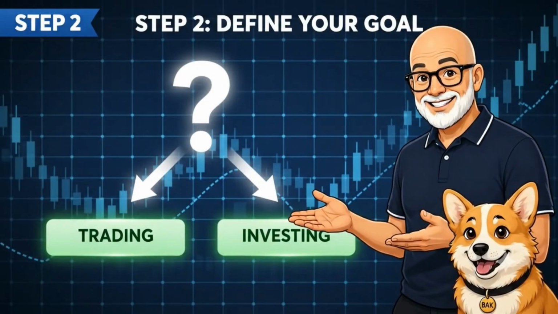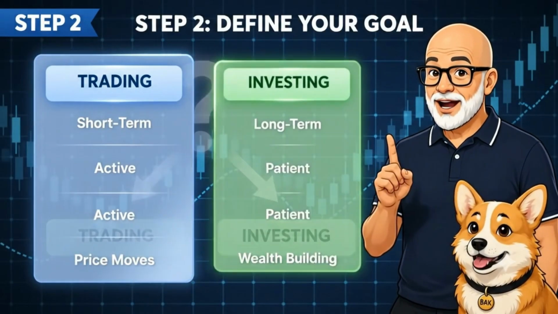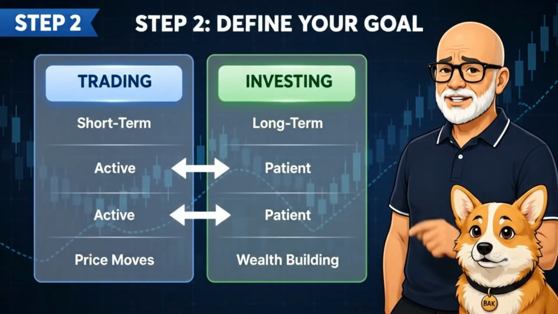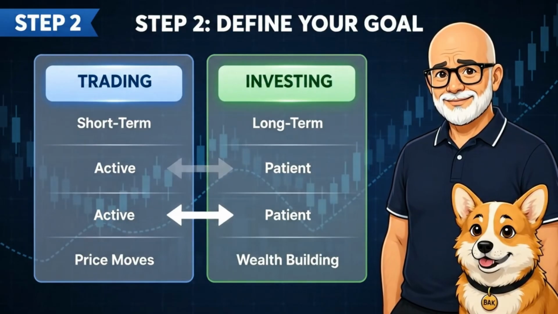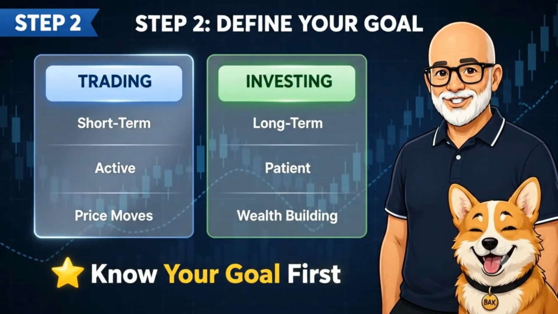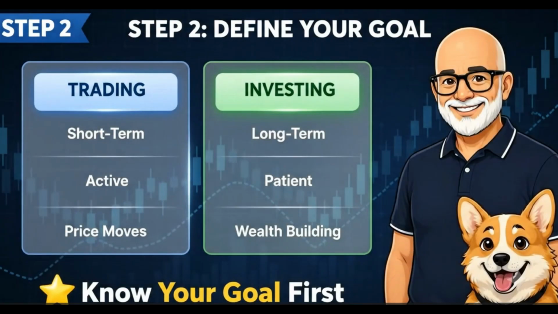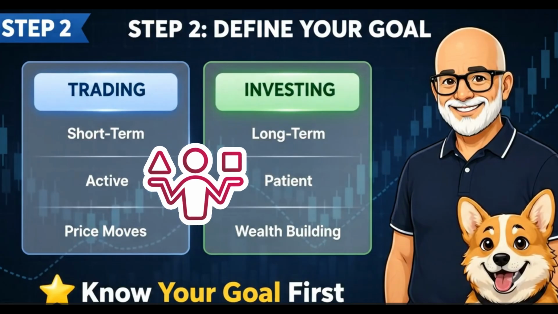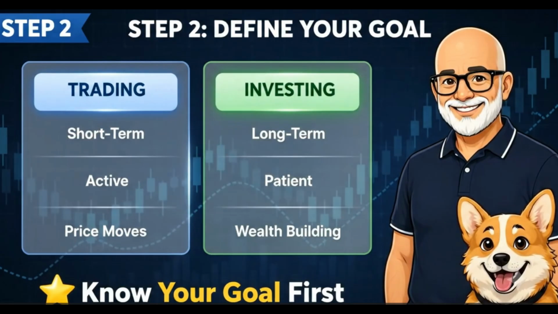Step 2. Define your goal. Now I ask myself a simple question. Am I trading or investing? Those are two very different goals. If I'm swing trading, my brick size, exits, and expectations may be very different than if I'm building a long-term investment position. Having a clear objective makes every decision that follows much easier.